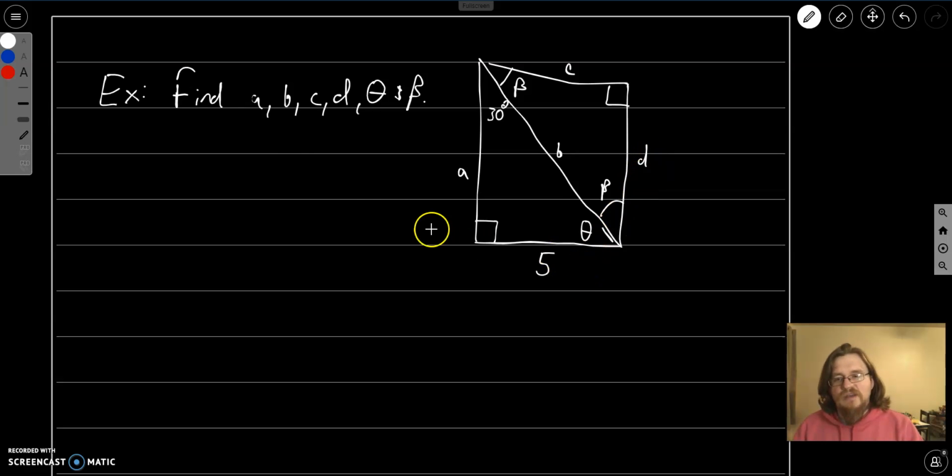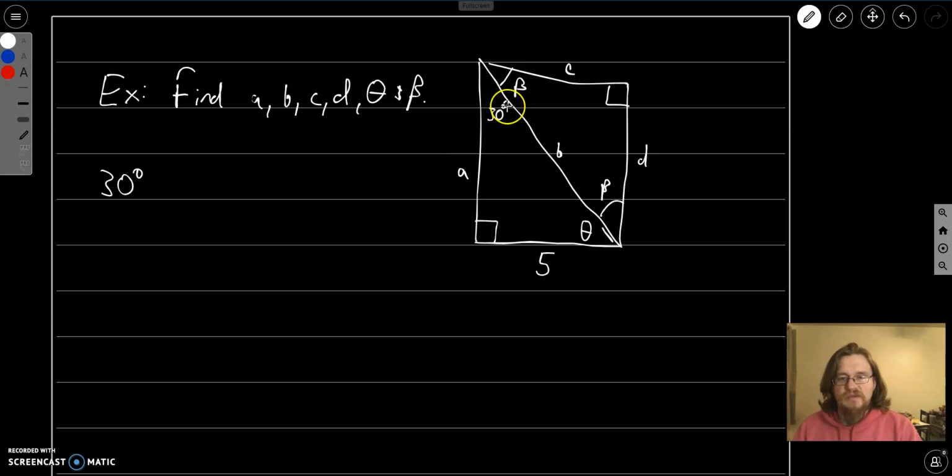So the question is, what are A, B, C, D, theta, and beta, this B? Well, first of all, this triangle here has a 30-degree angle, a 90-degree angle, so what's left has to be the 60-degree angle. And again, we can work this out.